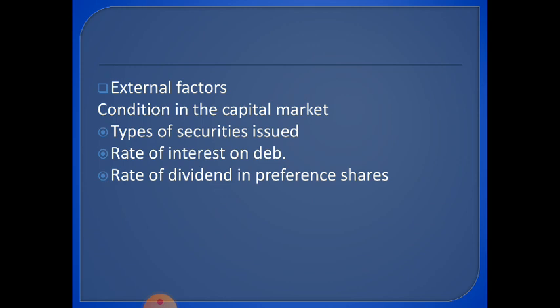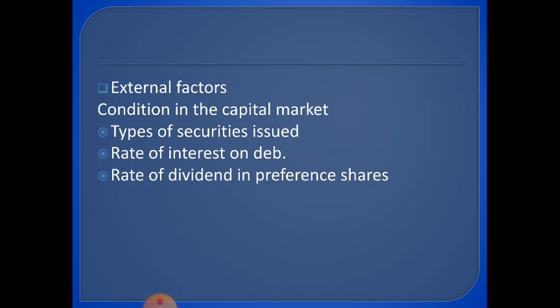The first one is conditions in the capital market. It includes type of security issued, the rate of interest on debentures, and rate of dividend on preference shares, etc. These are the main conditions in the capital market: rate of interest, rate of dividend, type of security, etc.